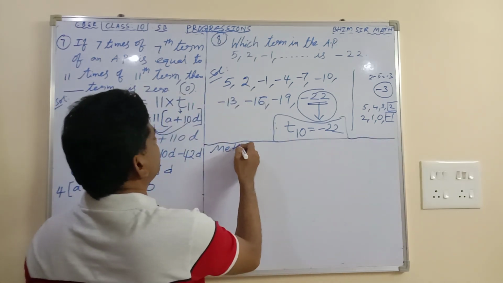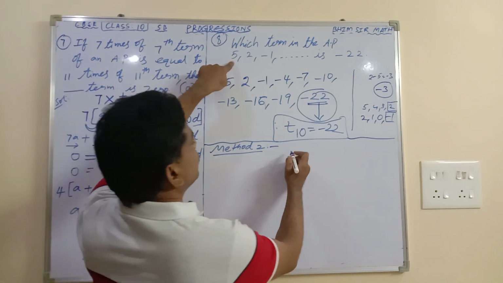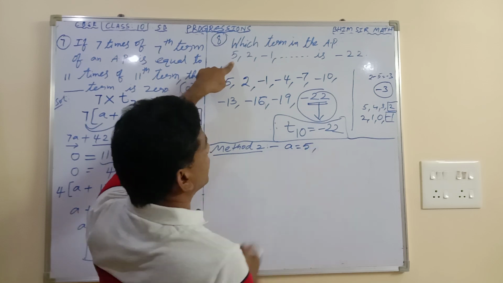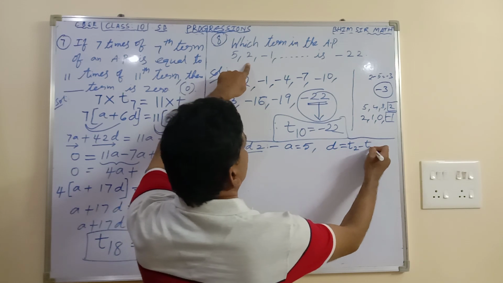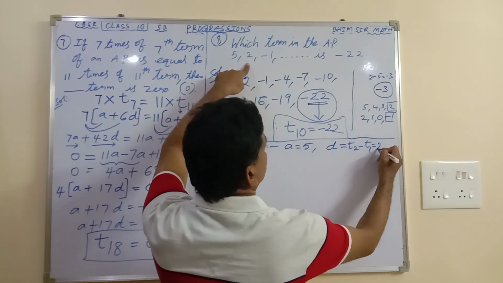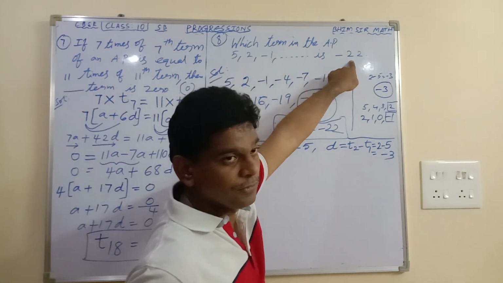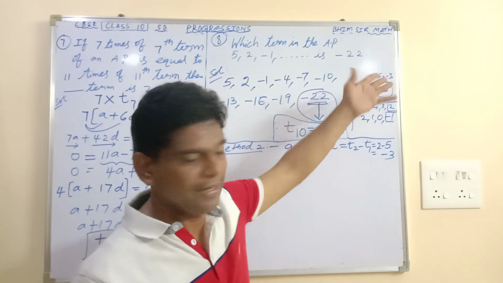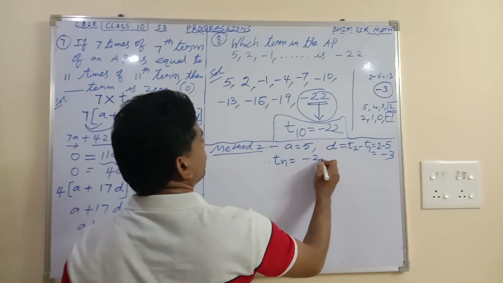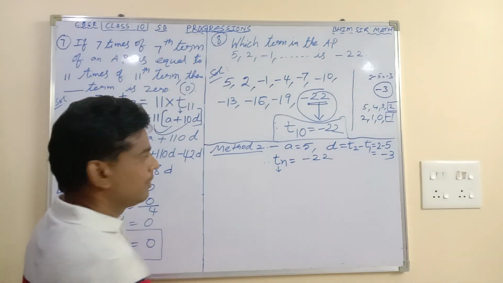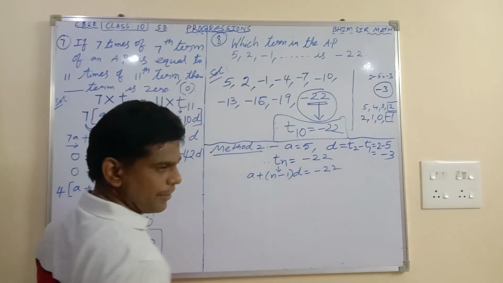Method 2. So here we know that the first term T1 is 5. Common difference D equals T2 minus T1, 2 minus 5, which is minus 3. Last term, we don't know which term it is. That is the only question. So let Tn equal minus 22. We know the formula for Tn: A plus n minus 1 into D equal to minus 22.